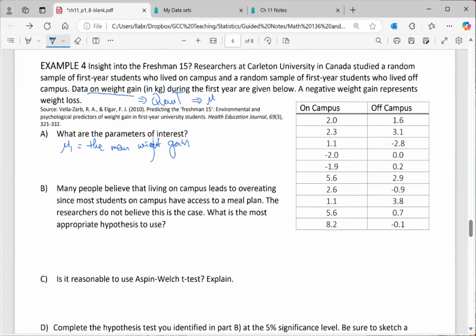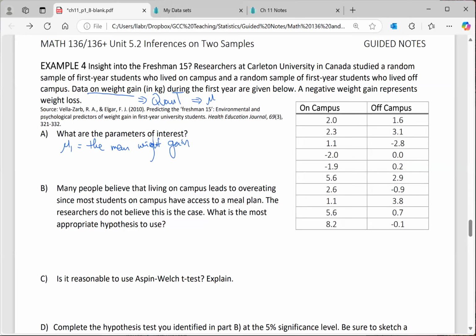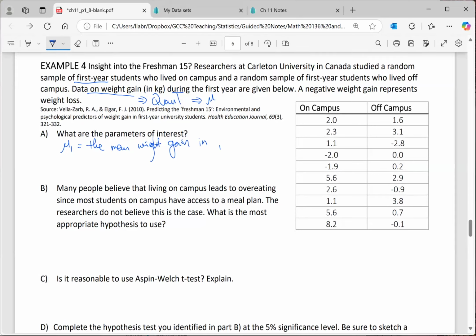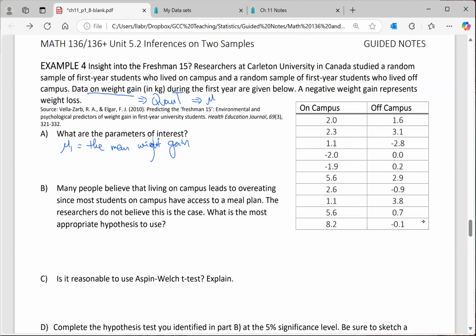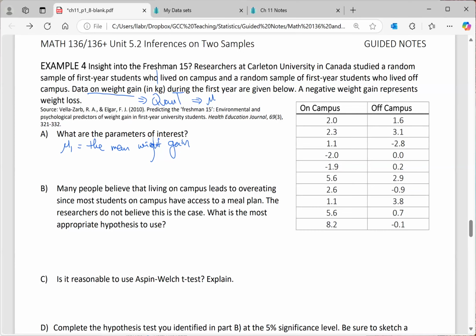And this would be for, let's see, what group were we introduced first? Studied a random sample of first-year students. Weight gain in first-year students. Oh, but all of these are first-year students. I'm just realizing that here. They're also first-year students. So we're looking at first-year students, but we're separating them off by the factor of, do they live on campus or do they live off campus?